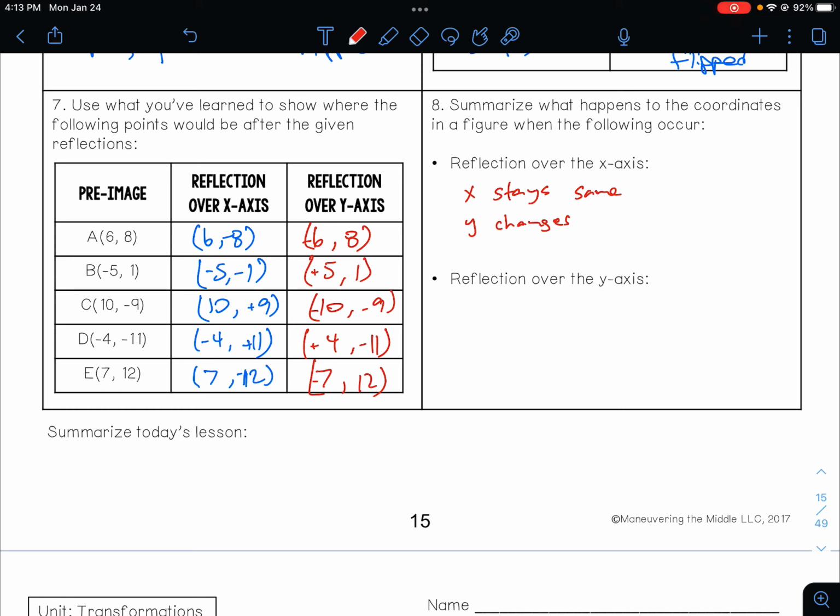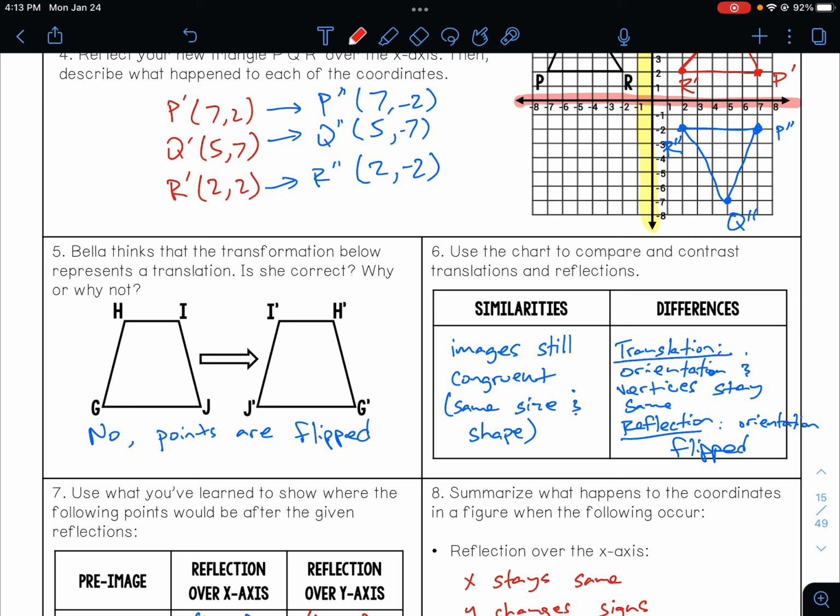And reflection over the y-axis, that means y stays same. And x changes signs. Takes the opposite sign. So go ahead and take a look at some problems, see if you try them on your own. Good luck.